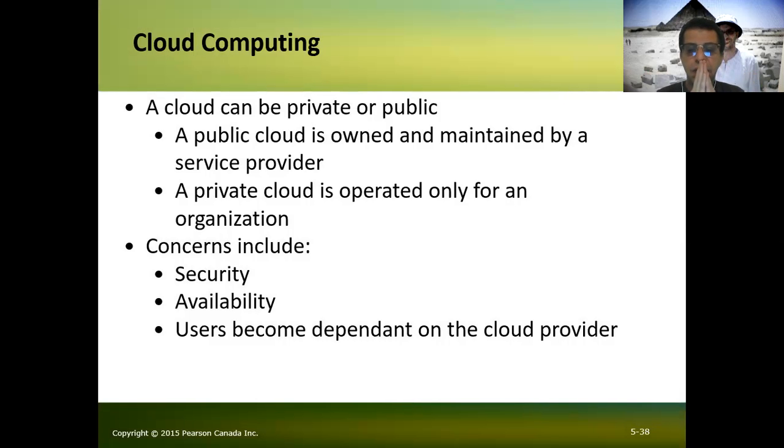A cloud can be private or public. A public cloud is owned and maintained by service providers, and a private cloud is operated only for that organization. Big organizations have a private cloud. Its concerns include, as we said, security and availability, and users become dependent on the cloud providers.